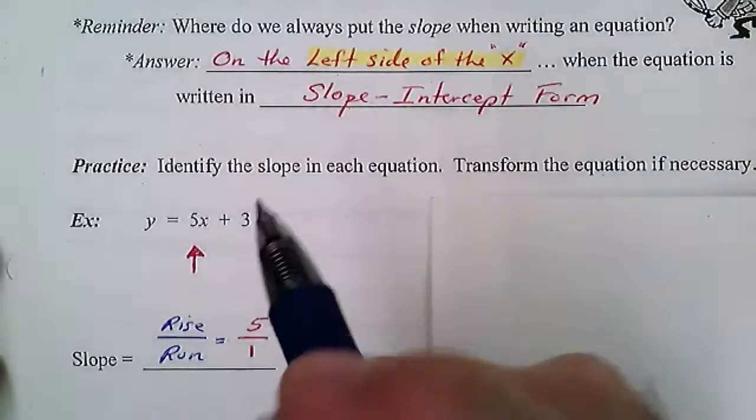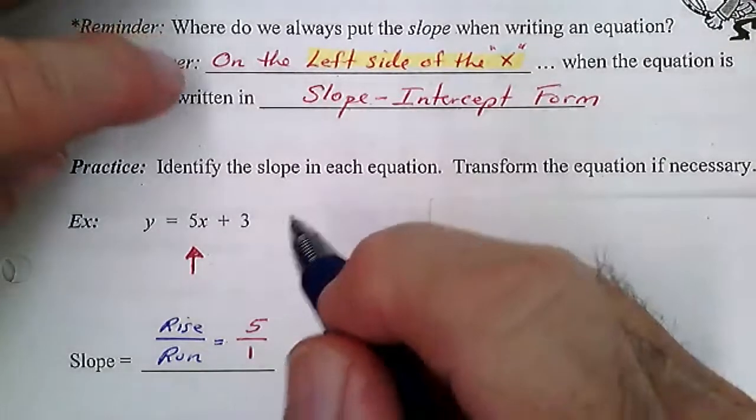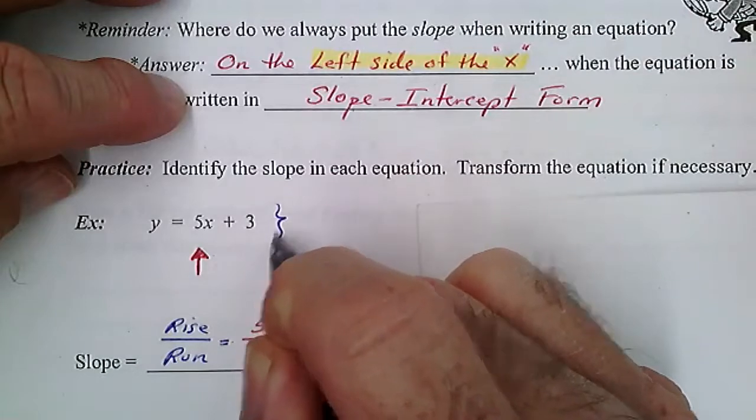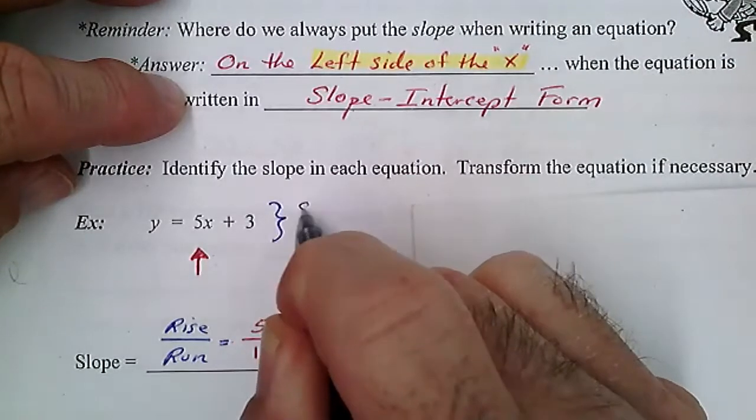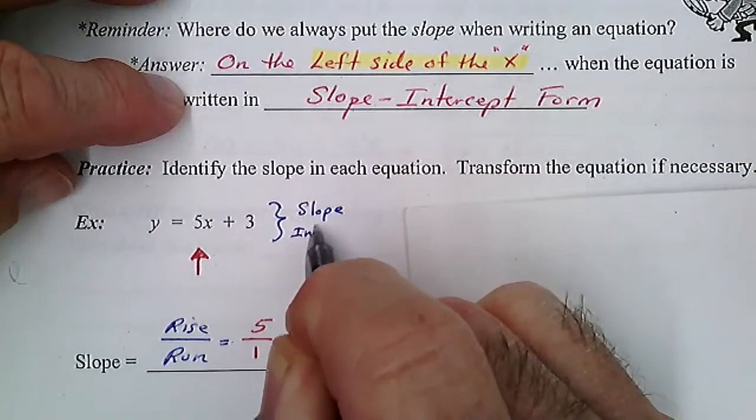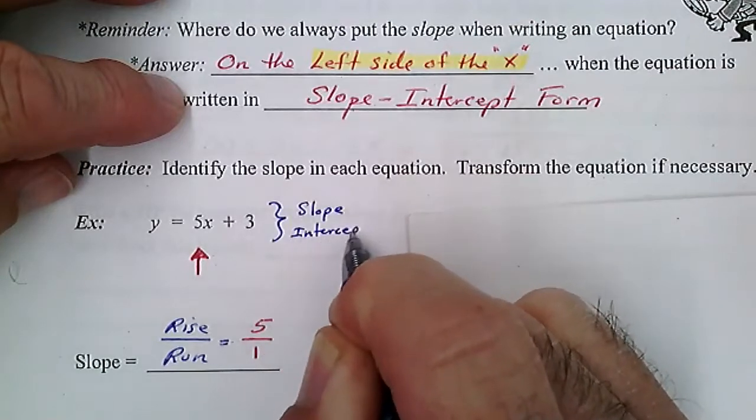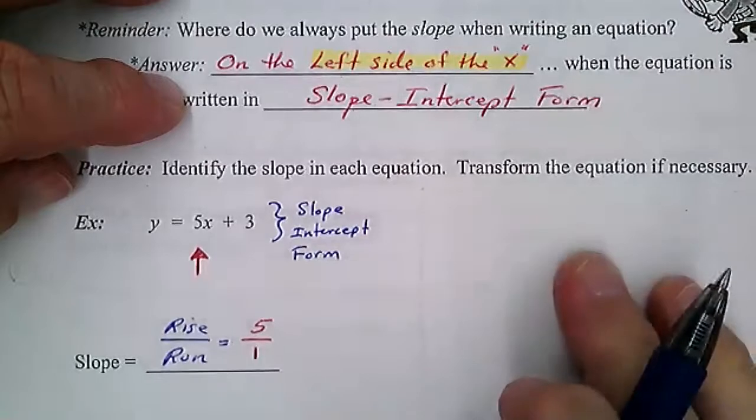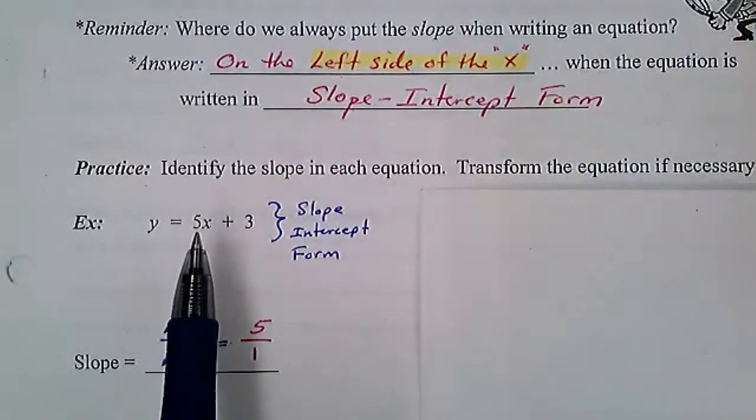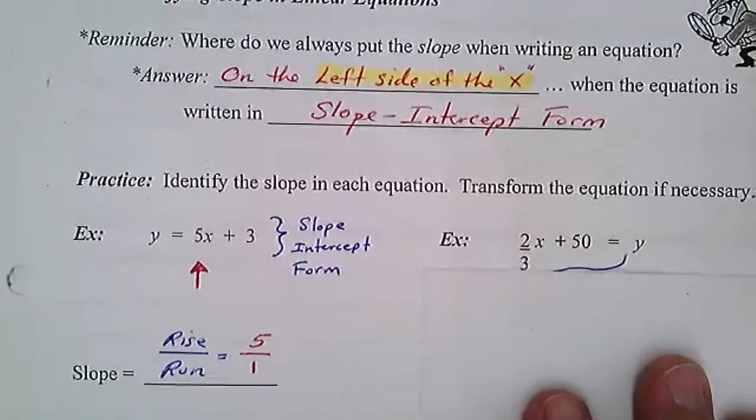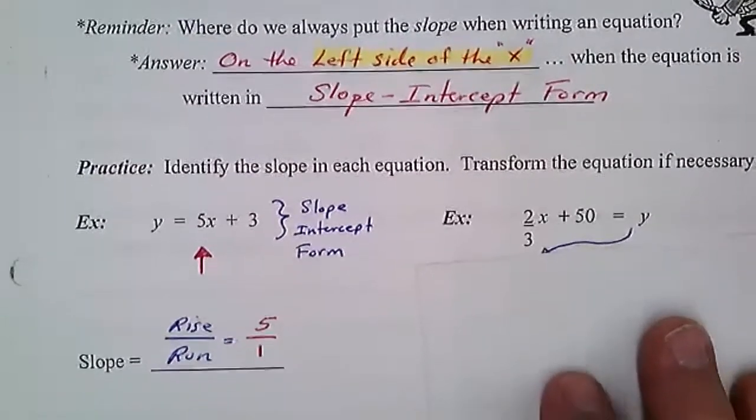All right. In fact, I'm going to put that in here. This is in slope-intercept form. So if you're in slope-intercept form, then we can figure out what the slope is very easily. Okay. All right. So how about this one here?